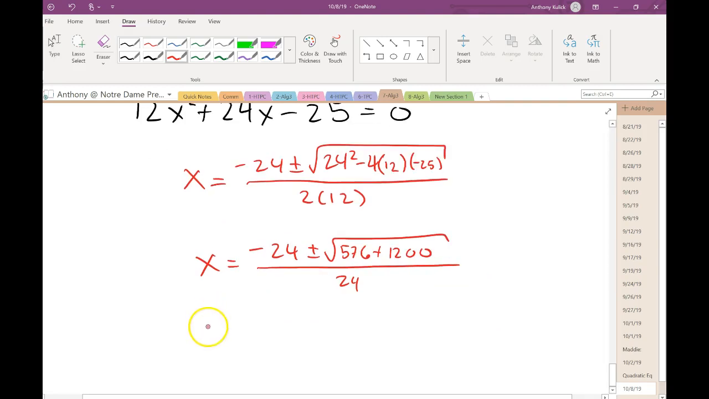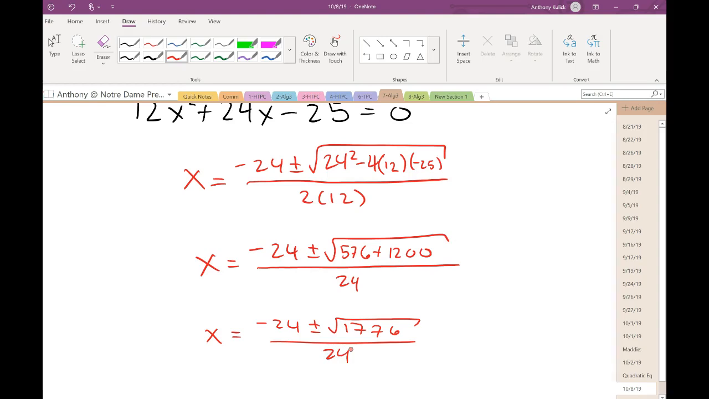Now, 576 plus 1,200 comes out to be 1,776. I'm not sure if that's a perfect square or not, so I'm just going to check it on my calculator real quick. I get a decimal when I take the square root of 1,776, so I know that's not a perfect square, but it might be able to reduce. So let's look at the prime factorization.